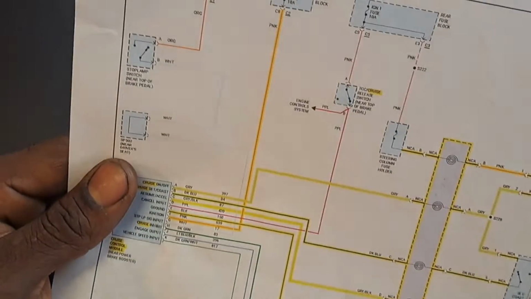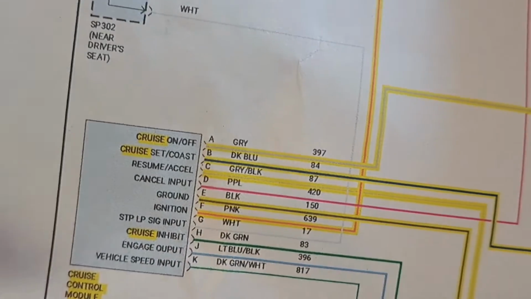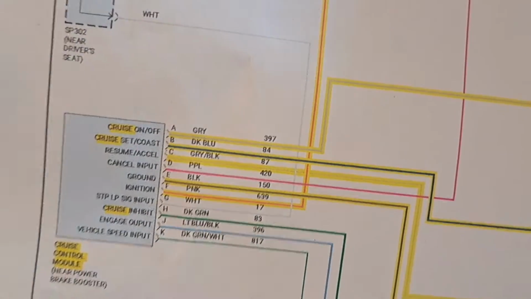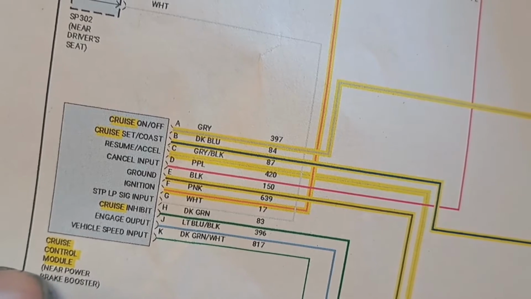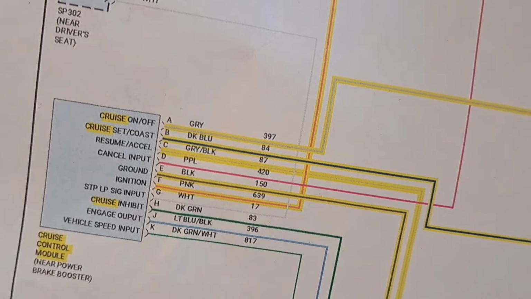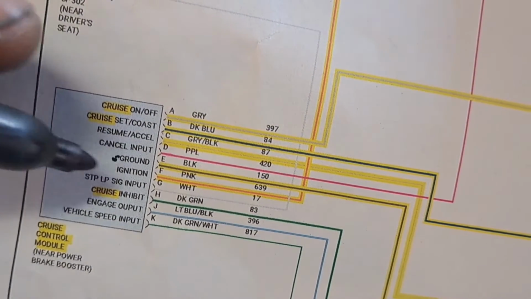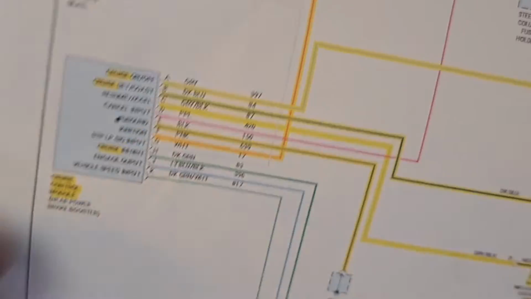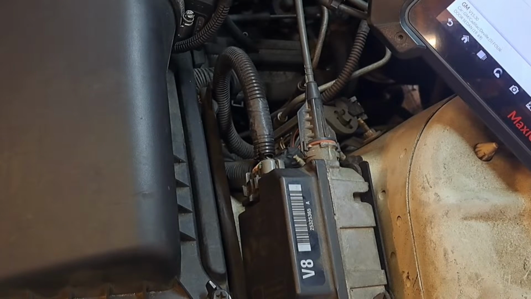The system has 10 pins at this module. It's a very simple design. There's nothing complex. The first thing we're going to do is isolate the power that goes to this cruise control module. We're going to first test the ground right here. That is going to be E, which is the black wire. The only component I'm going to use is a test light.